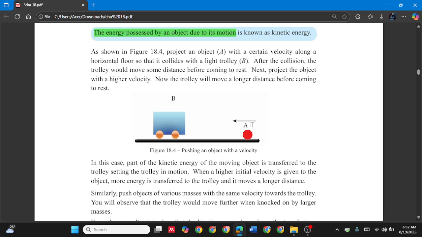මුලින්ම A කෙනානේ move වෙලා එන්නේ. එතකොට එයාගේ kinetic energy එකෙන් ටිකක් එයා pass කරනවා කාටද? අර rest එකේ හිටපු B ට. When a higher initial velocity is given to the object, more energy is transferred to the trolley and it moves a longer distance.